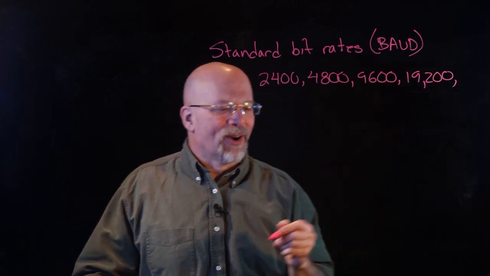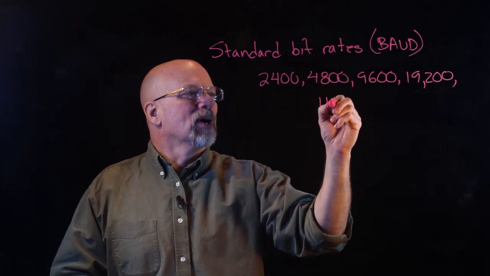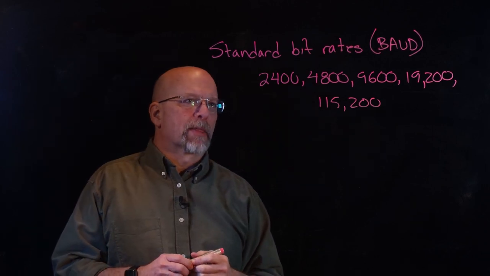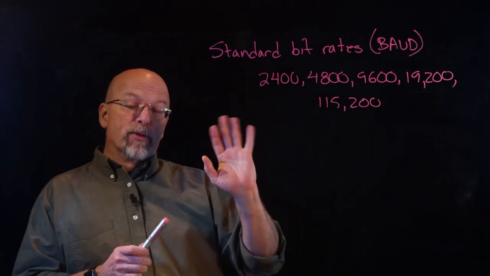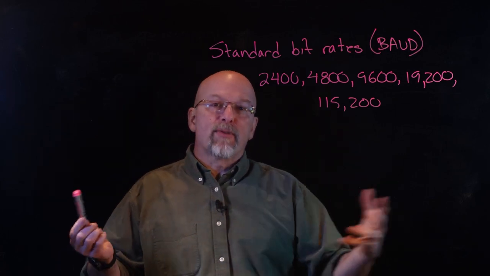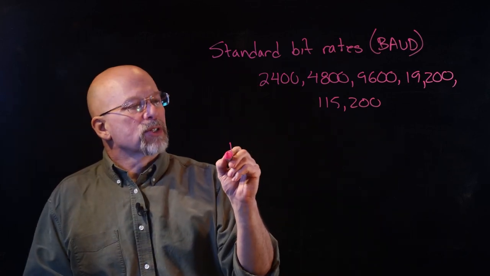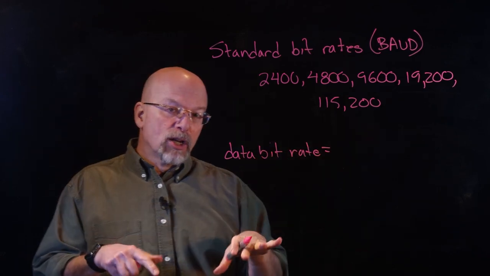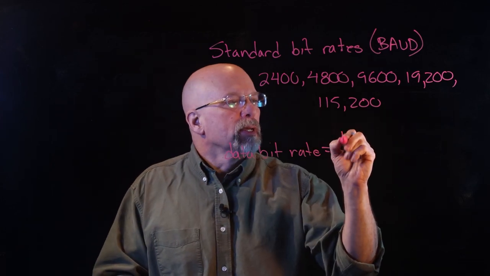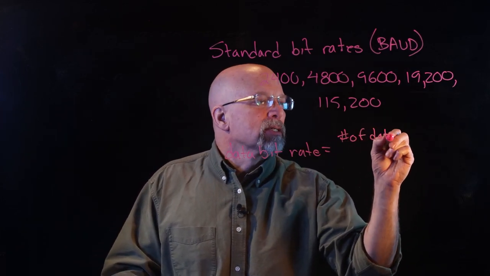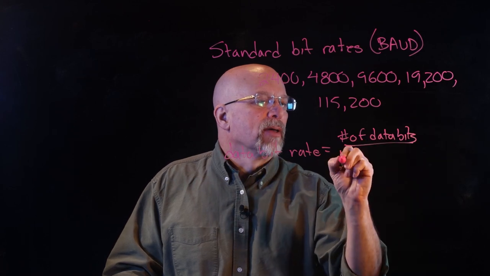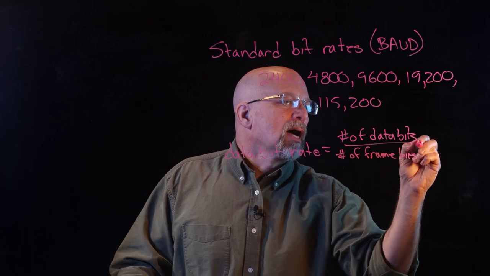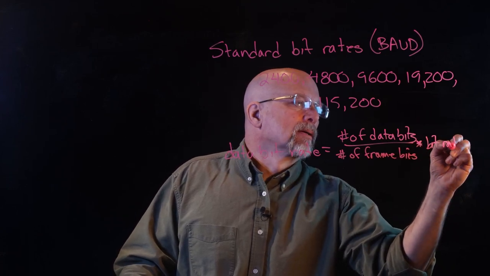And there's a lot of commas up there, aren't there? But it could even go up to 115,200 bits per second, all right? So those are some standard bit rates, but remember, those bit rates include all the bits in the frame that we're sending. So if we're actually interested in the data bit rate, that's going to be a little lower. The data bit rate is going to be the number of data bits divided by the number of frame bits times the bit rate.